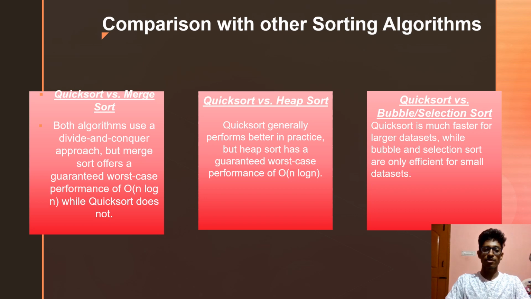Comparison with sorting algorithms. Quicksort versus merge sort: both algorithms use the divide and conquer approach, but merge sort offers a guaranteed worst case performance of big O n log n, while Quicksort does not. Quicksort versus heap sort: Quicksort generally performs better in practice, but heap sort has a guaranteed worst case performance of big O n log n. Quicksort versus bubble sort and selection sort: Quicksort is much faster for larger datasets, while bubble and selection sort are only efficient for small datasets.